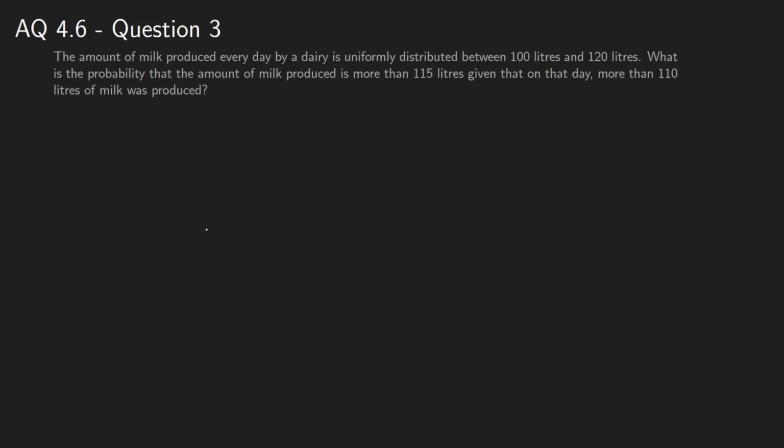This is question number 3. The amount of milk produced every day by a dairy is uniformly distributed between 100 liters and 120 liters. What is the probability that the amount of milk produced is more than 115 liters, given that on that day more than 110 liters of milk was produced?